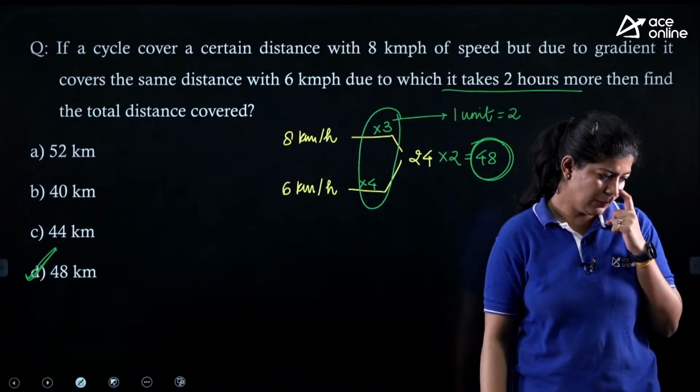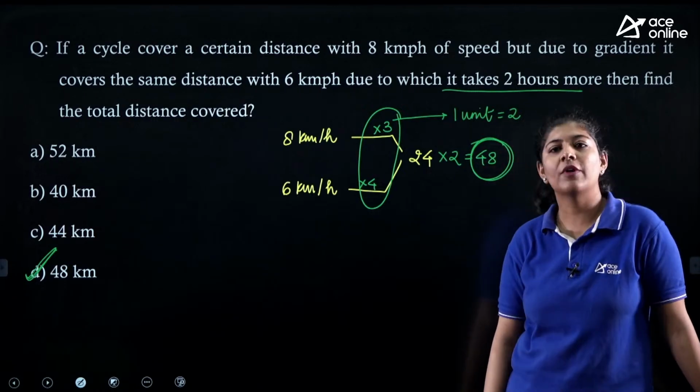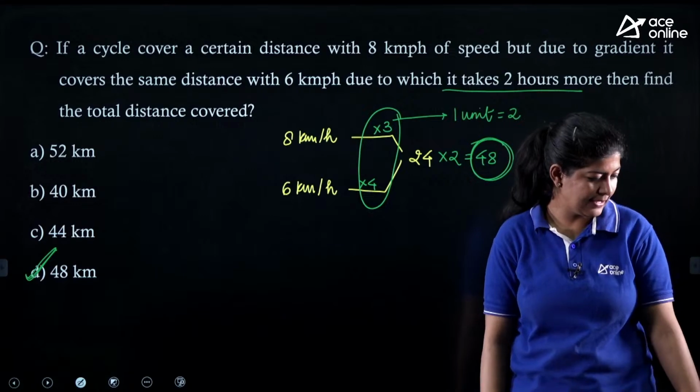Very good, Ballu, very good, Rakesh, and very good, Nasima, right? The correct answer over here is 48 kilometers, right?